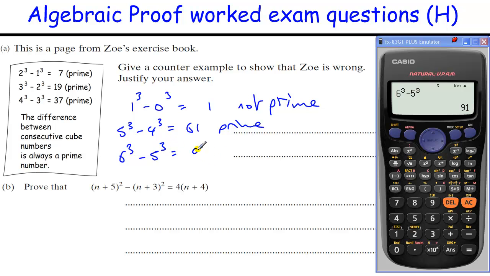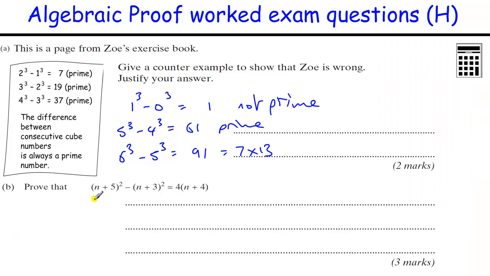That's equal to 91. Now 91 is not prime. It happens to be equal to 7 times 13. But you may not have noticed that, but that's the first one. And you could try some more until we find another one. But that will do.